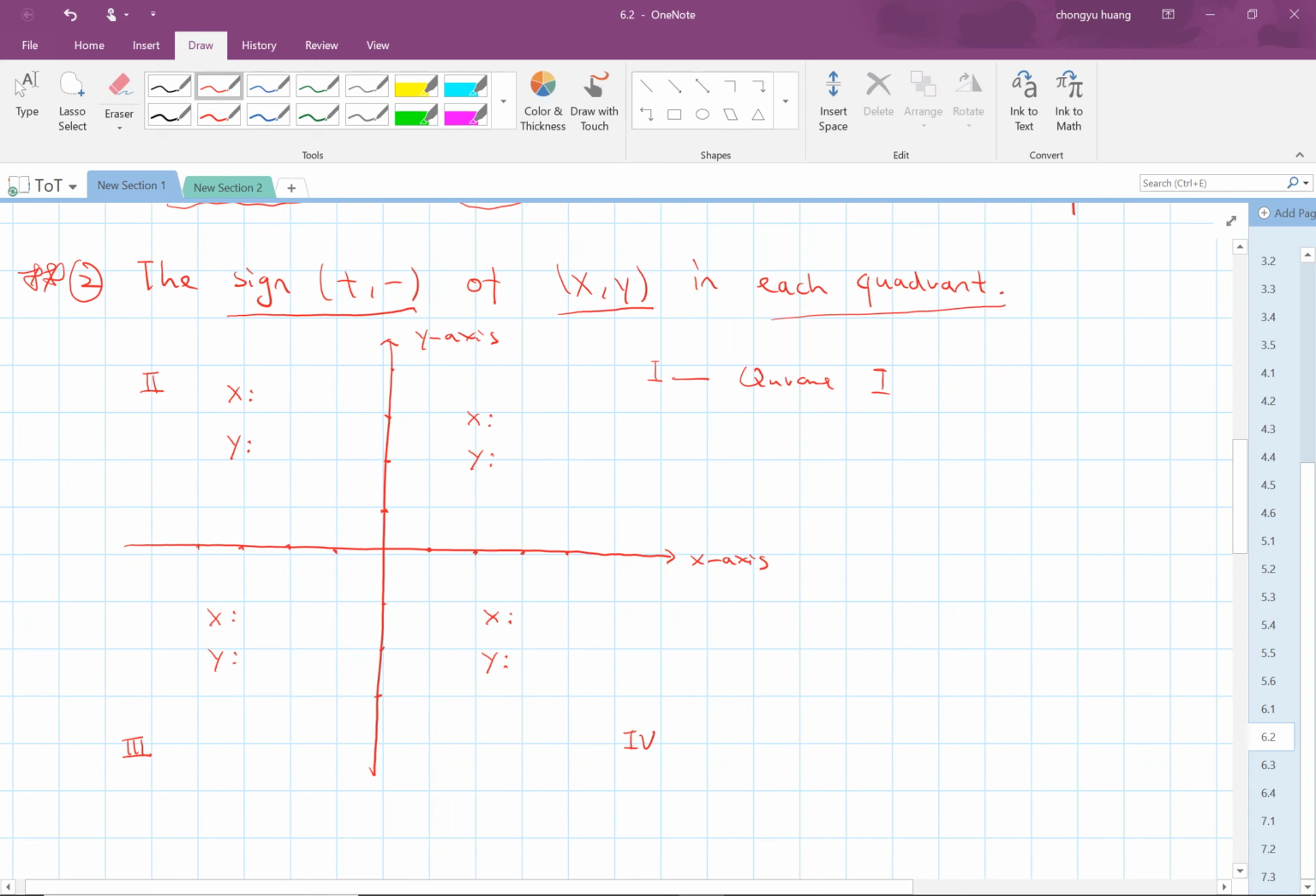As you can see, we have quadrant 1, which is located on the top right corner, right? And then we have quadrant 2, the second quadrant, which is located on the top left corner. Then quadrant 3 is located on the bottom left corner, and quadrant 4 is located on the bottom right corner.